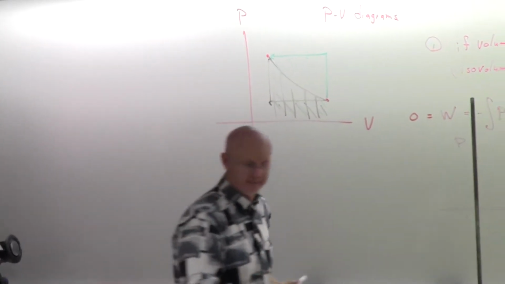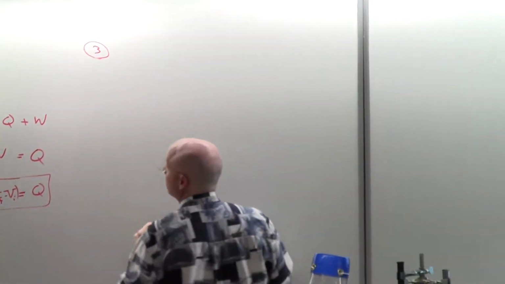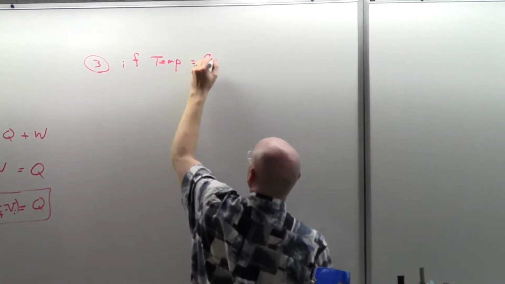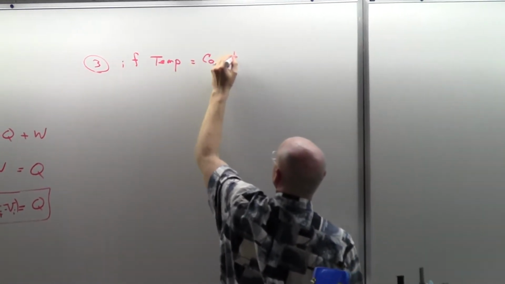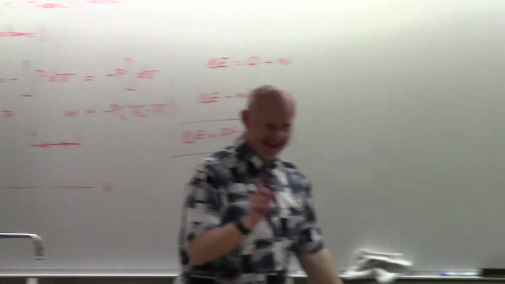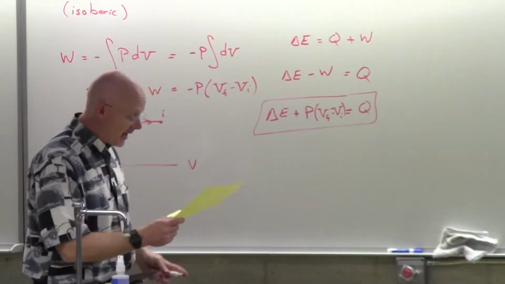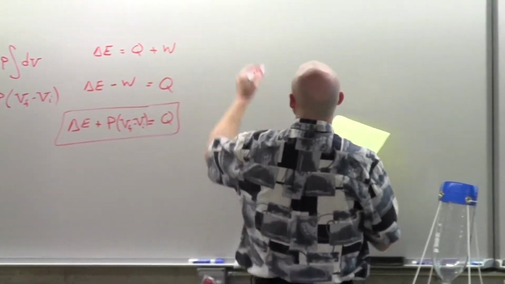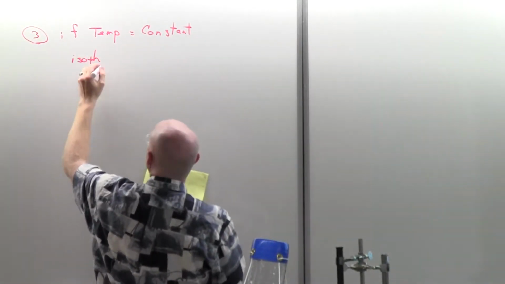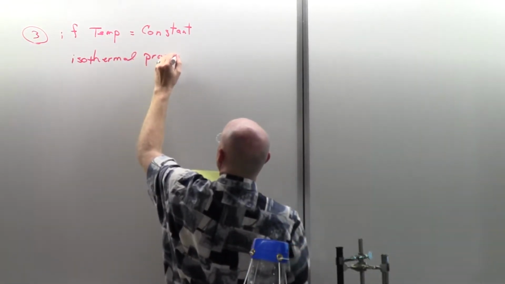And they get better. What about constant temperature? What if the temperature was held constant? Good. You're seeing ahead here, right? There are times where we'll say the temperature will be held constant. And so we will call this the isothermal process.